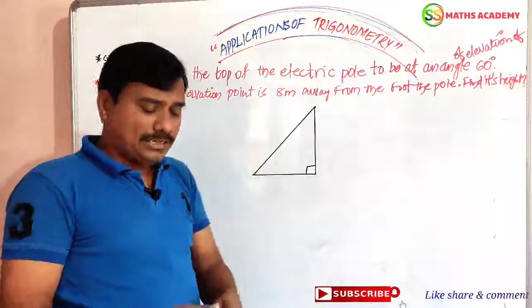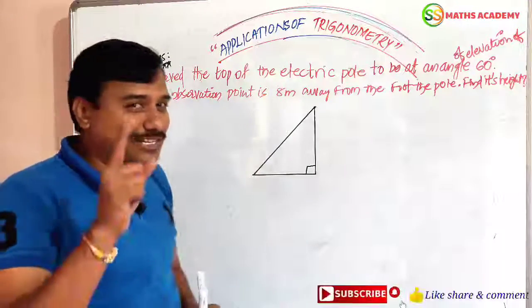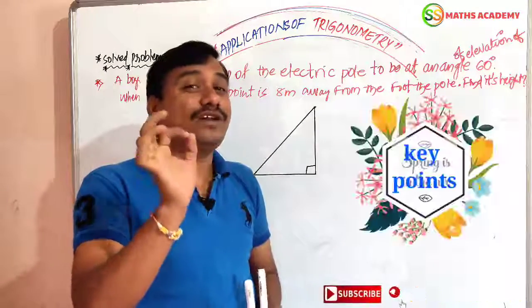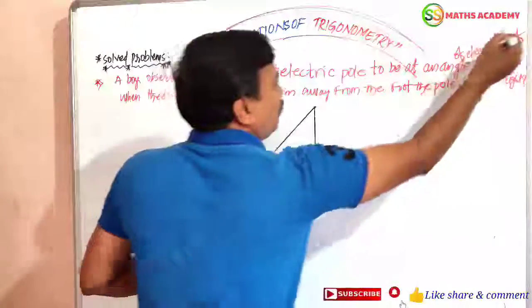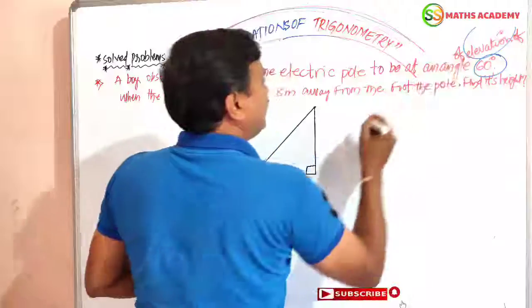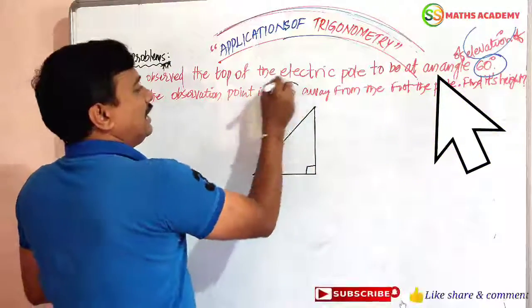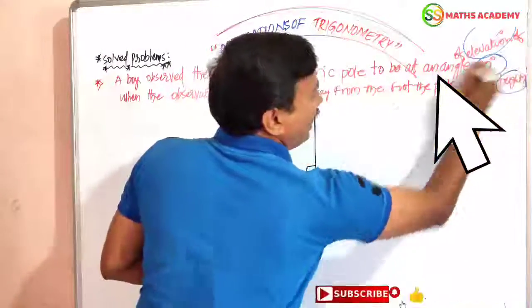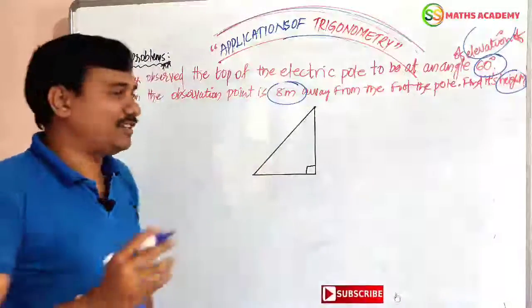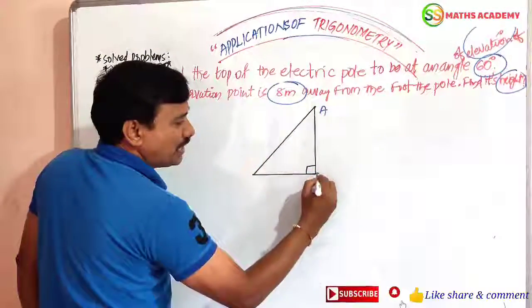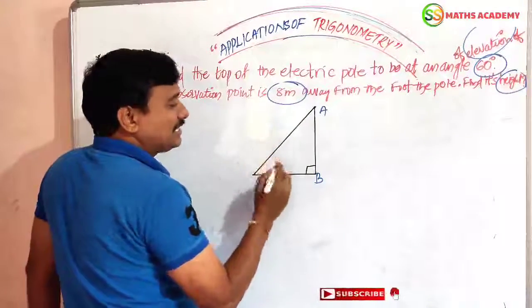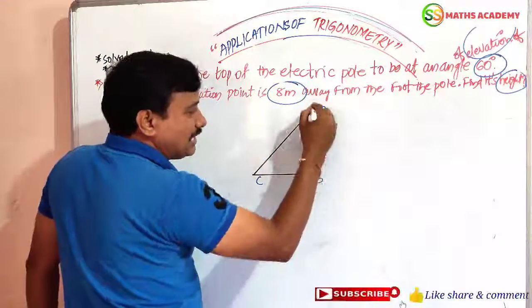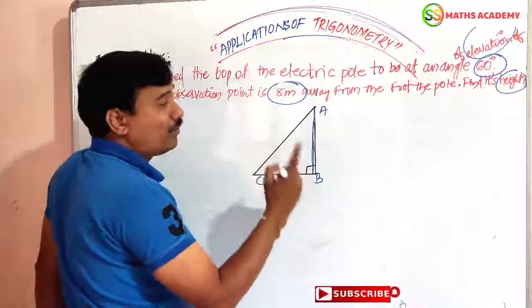In this question, what are the key points from the question? We pick them. Why are these key points? Elevation, theta, 8 meters, and find height. These are the four keywords, and we have to write them down. Take one triangle, a right angle triangle. Yes, this is the electric pole.